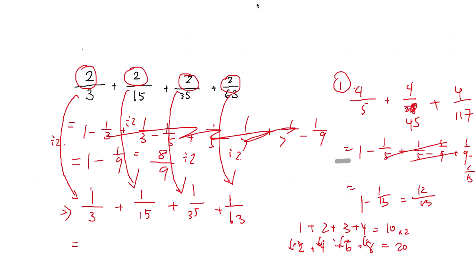Get it? So if each of the terms is divided by 2, divided by 2, divided by 2, divided by 2, so what is the thing? The final answer before equals 8 over 9, right? So the answer will be what? 8 over 9 divided by 2 as well. So the answer is 4 over 9. Get it?